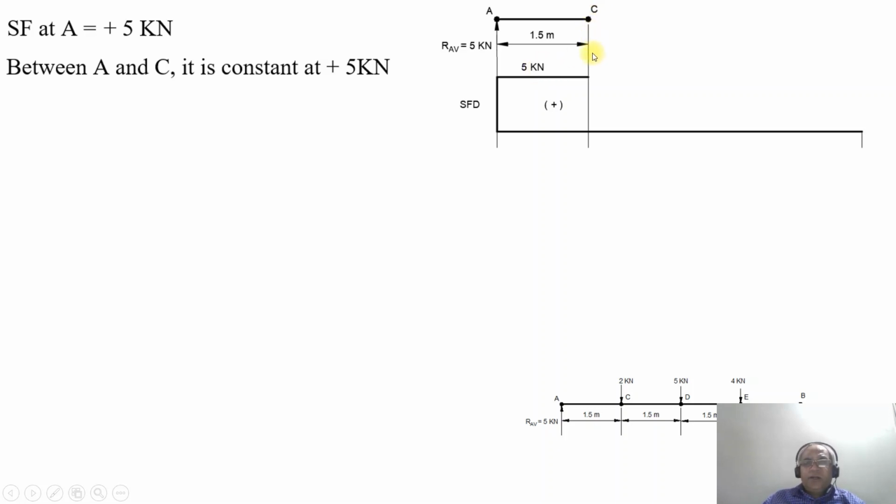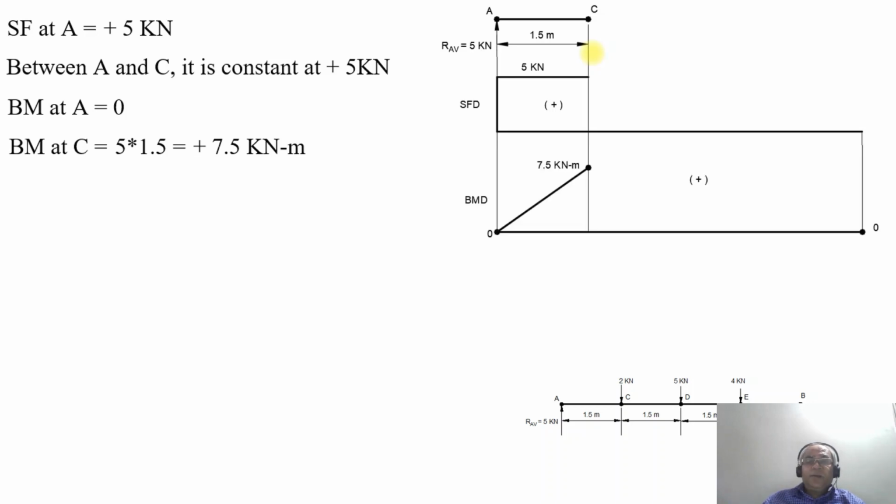Now we need to find the bending moment at the point A. The bending moment at the point A is 0, and the bending moment at the point C will again be positive. That is 5 into 1.5, so we get 7.5 kilonewton meter, which is in the positive direction. So the bending moment at the point A is 0, and the bending moment at the point C will be plus 7.5 kilonewton meter.